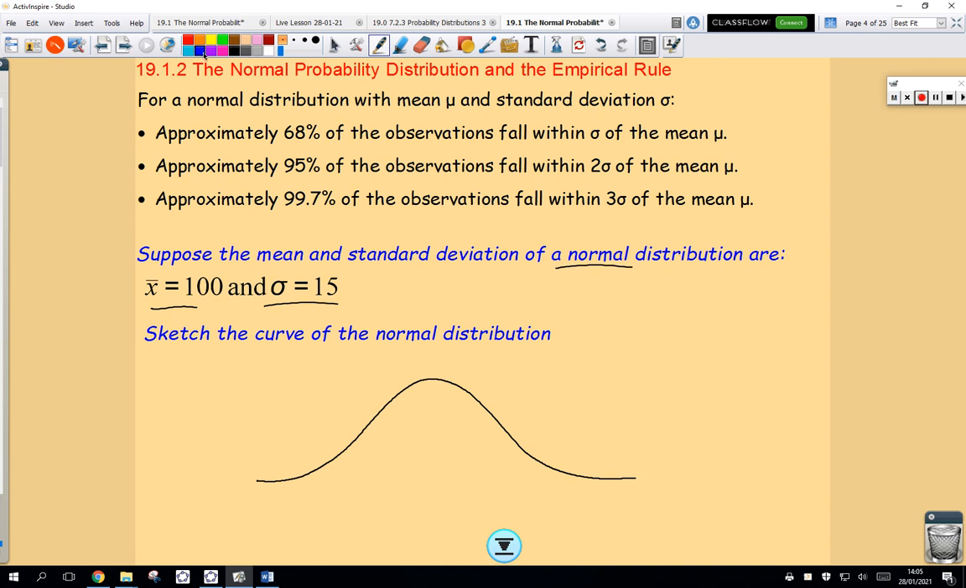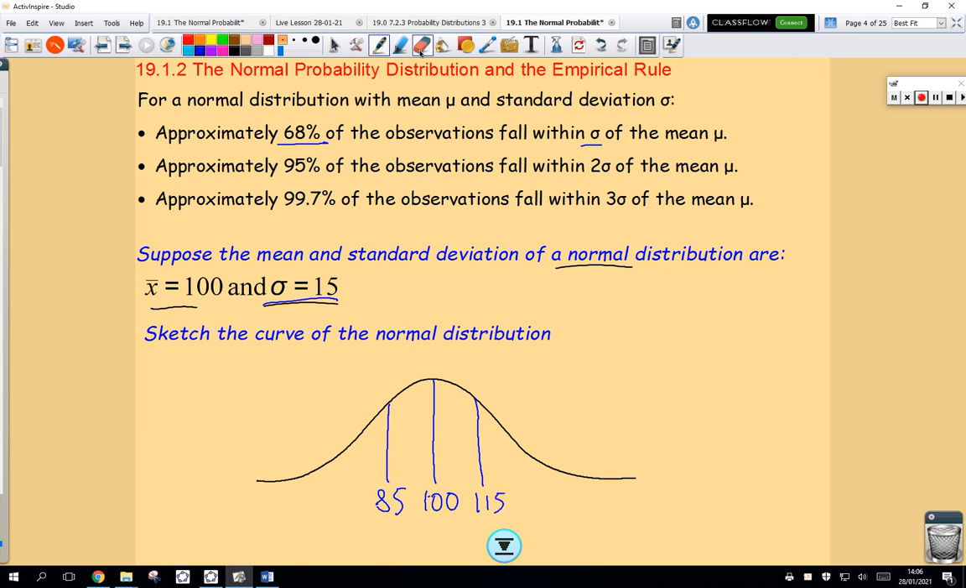A couple of important details, of course, that I'm going to put in. Right down the middle, that value right in the middle, that's the mean. That's 100. And if I take a standard deviation of 15, what the empirical rule says is 68% of the data fall within one standard deviation of the mean. So one standard deviation to the left, well, that's 15 less than 100, which would be 85. And one standard deviation to the right would be 15 more than 100, which is 115.